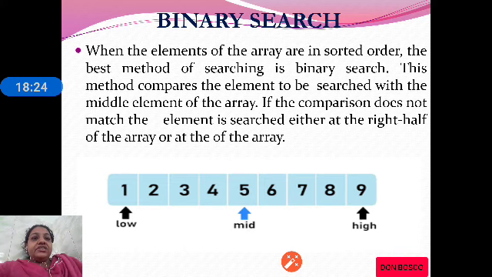When the elements of the array are stored in sorted order, the best method of searching is binary search. In this method, the element to be searched is compared with the middle element. If the comparison does not match, the search is conducted either in the left half or the right half of the list. As you can see, it is a sorted list. The list is divided into two parts and we take the middle element 5. If we have to search 8, then 8 is searched in the right part. If you want to search 2, then the search will be conducted in the left part.